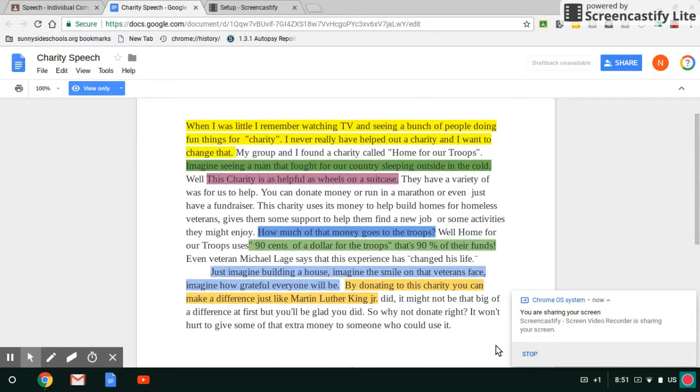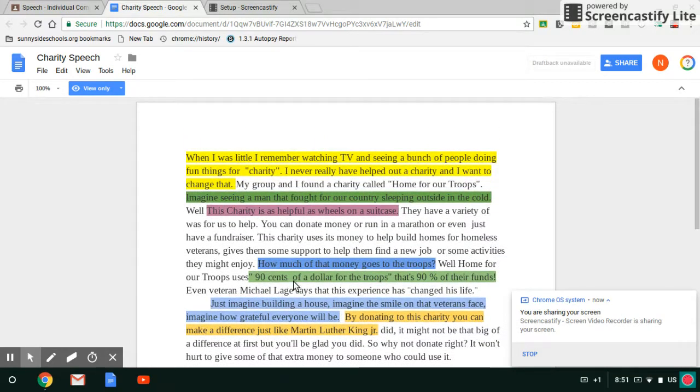And then the 90 cents of a dollar for the troops, that's 90% of the funds, is logos, which is a fact. And then by donating to this charity, you can make a difference, just like Martha, which is a reference.